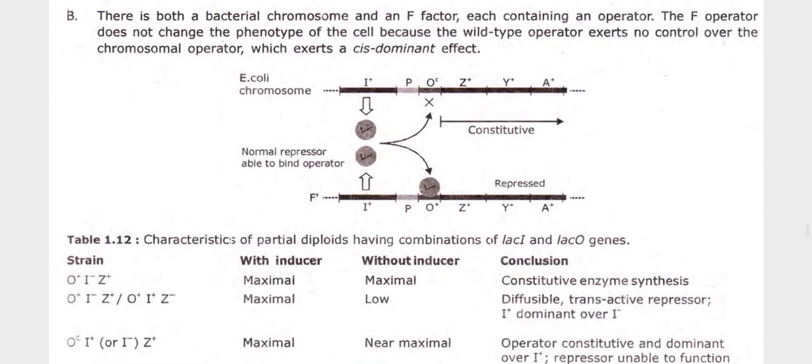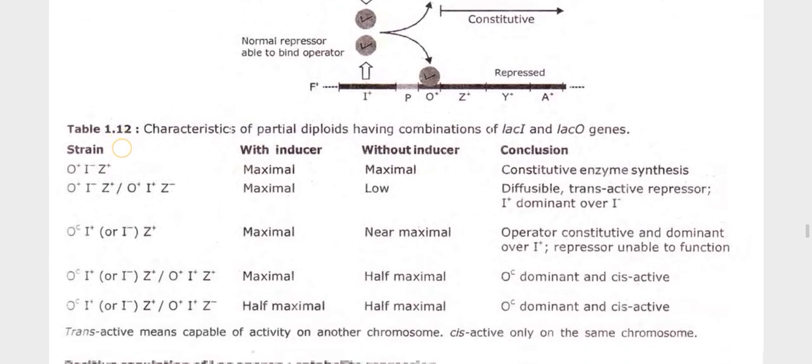So, there is both a bacterial chromosome and an F factor, each containing an operator. The F operator does not change the phenotype of the cell because the wild type operator exerts no control over the chromosome operator, and exerts a cis dominant effect. The E. coli chromosome constitutes a normal repressor able to bind operator and repressed state.